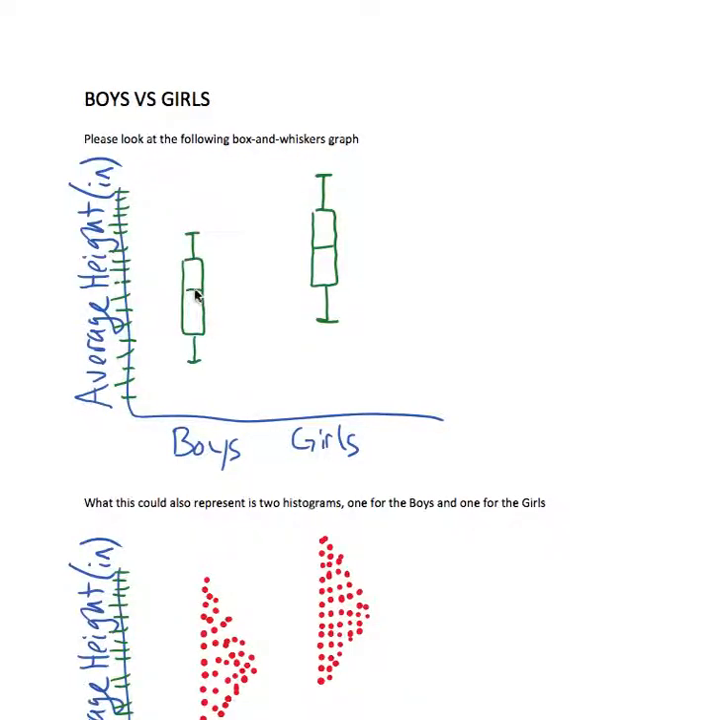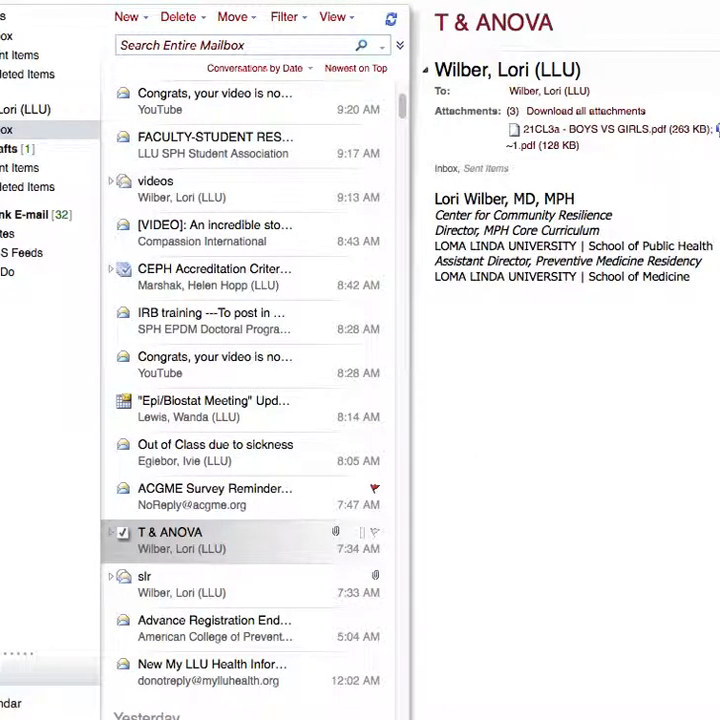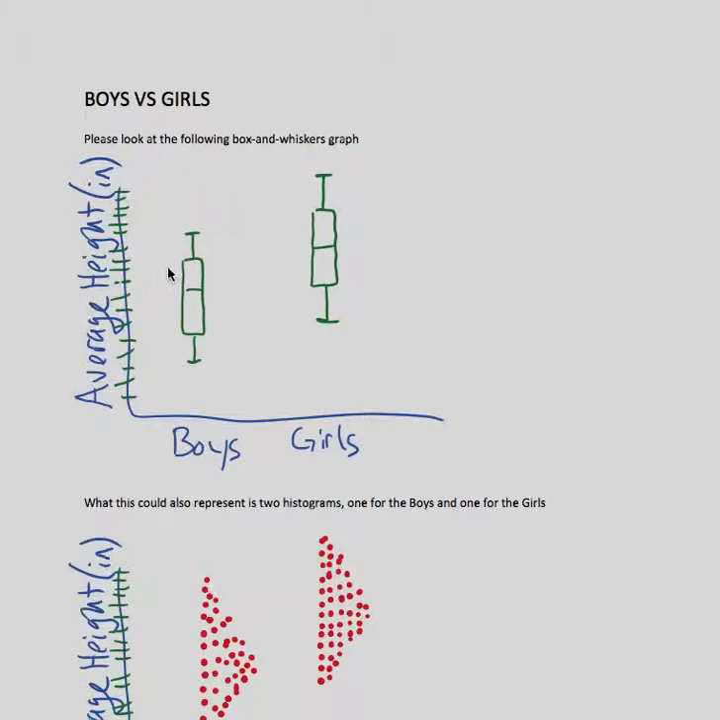And so if you think about this, this middle part of the box represents 50% of the population of boys. And then we have some that are shorter or taller than that middle 50%. Same thing here with the girls, middle 50%, median height, as well as extending upward and downward to capture all of the possible participants in this particular study.